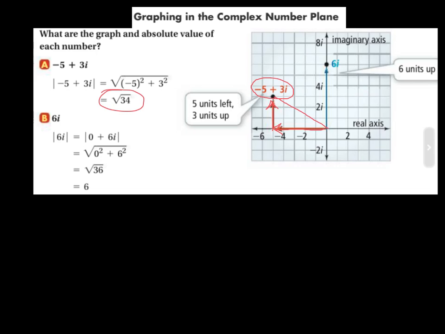Okay. In part B, we have the 6i. So 6i means there's no real part, which means we're not moving left or right, and all we're doing is simply going up 6 units on the imaginary axis. And the absolute value of 6i becomes 0 squared, because the a is 0, plus 6 squared, so I get square root of 36. So we have a distance of 6, and that makes sense. We went straight up 6 units, so that's the distance from the origin, just those 6 units.